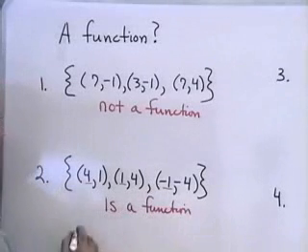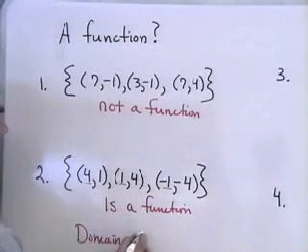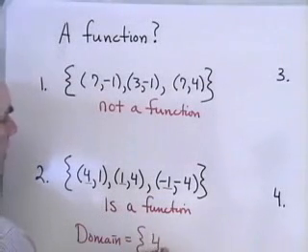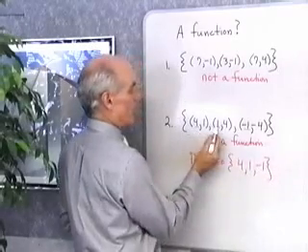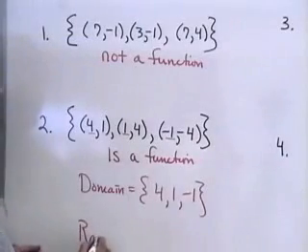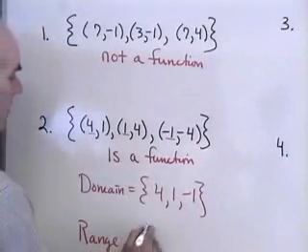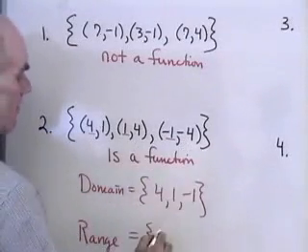Now the domain is the set of all first coordinates. So in this case, the domain is the set 4, 1, -1. So 4, 1, -1, that's the domain. The range is the set of all second coordinates. So that will be 1, 4, -4.